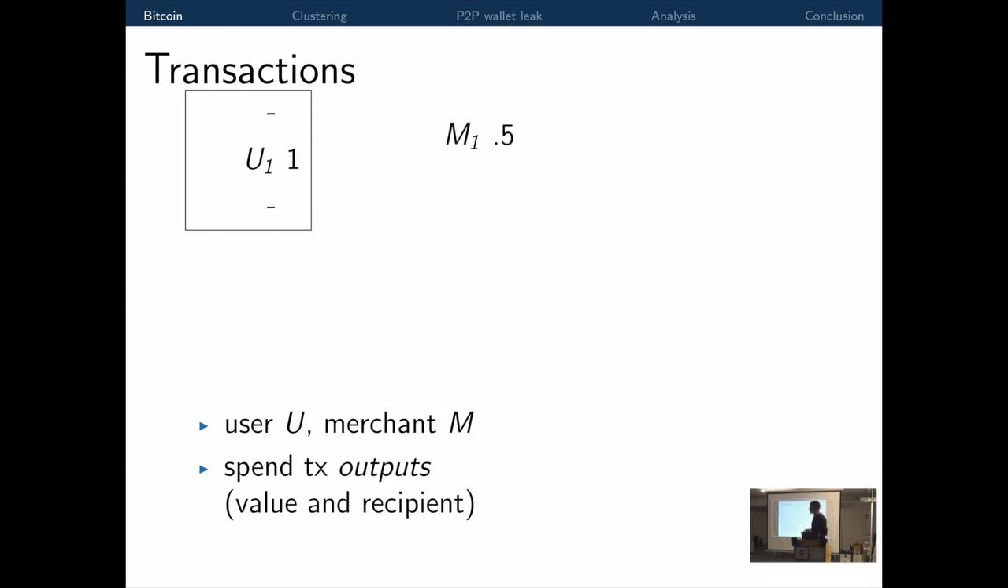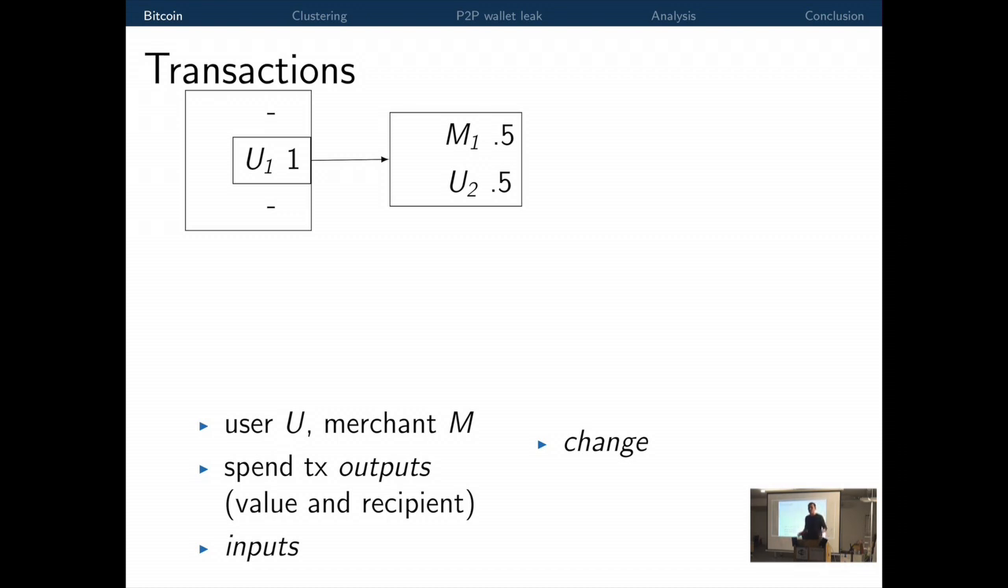So now, let's say the user wants to pay a merchant. So the merchant has an address M1, and the user wants to pay half a Bitcoin to that merchant. So what the user does is create a transaction. Transactions here are always represented by boxes, and it spends that previous output. And that output is now an input to that transaction. Okay, and very similar to cash, now we need to send the change back to the user. So the user generates a new address and sends the rest of the coins back to herself.